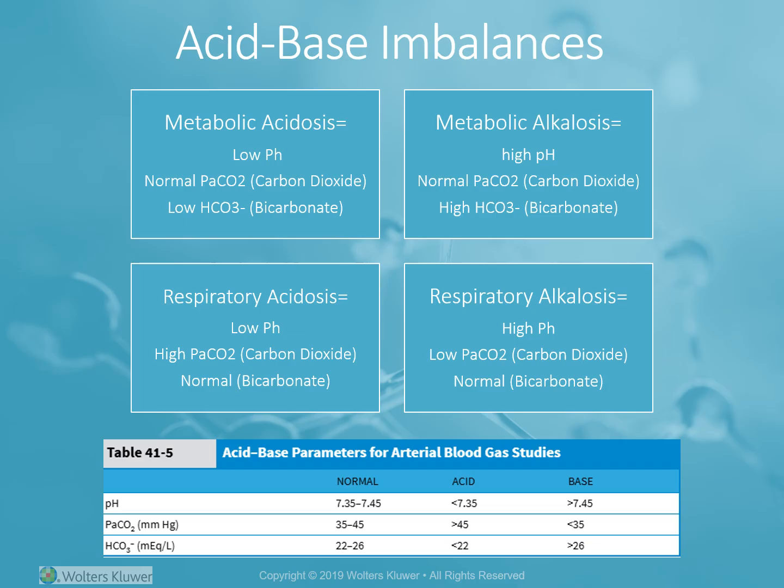Respiratory imbalances occur when changes in ventilation reflect the amount of carbon dioxide present. Carbon dioxide combines with water and forms carbonic acid, which makes for an acidic environment. When clients experience hypoventilation, CO2 is retained, and more of that CO2 is converted to carbonic acid, and you get an increase in the acidity level.